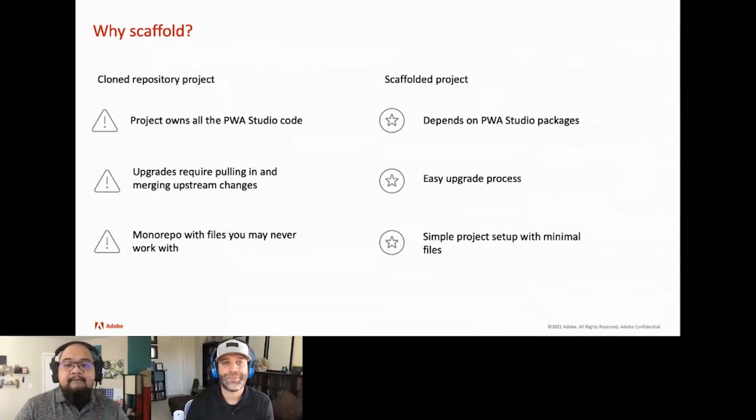And so with a scaffolded project, the PWA Studio library code is included as package dependencies. So what this means is that when it's time to upgrade, you just bump up the version of these dependencies and install the new packages. And also the small amount of files in the base project means that you don't have to search through nested directories to find the file that you need to modify. You just have your code that is part of your project.